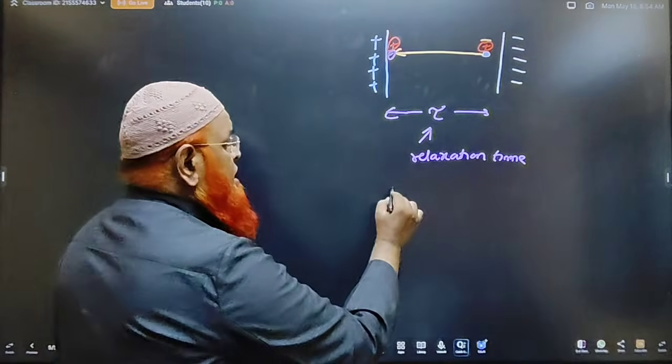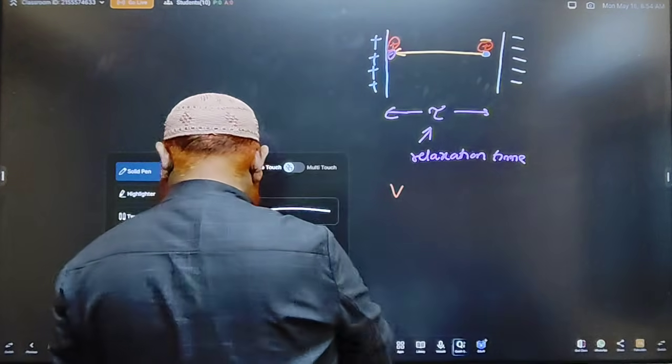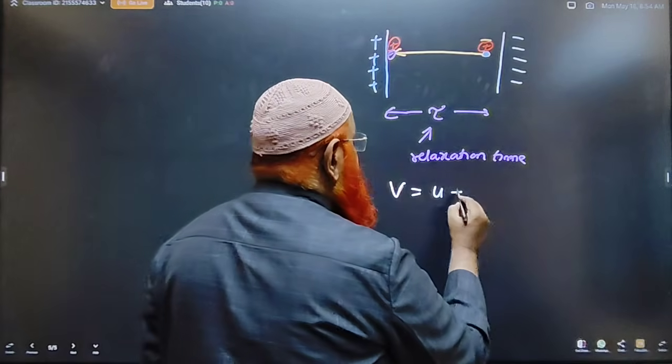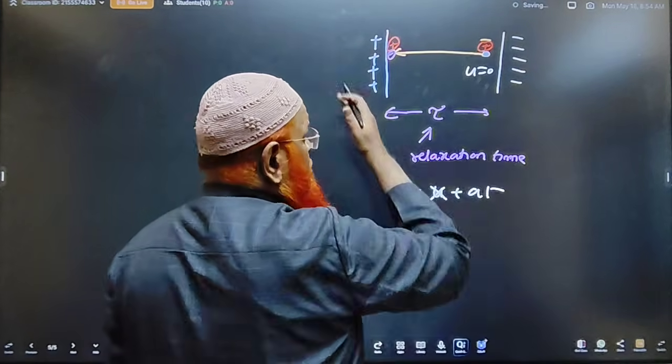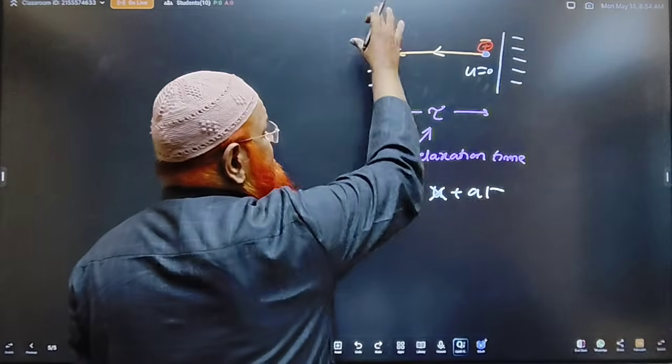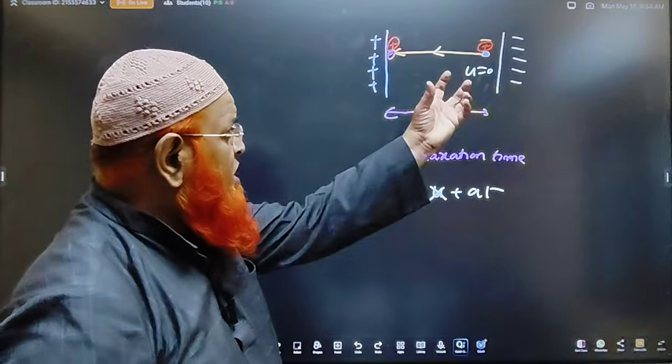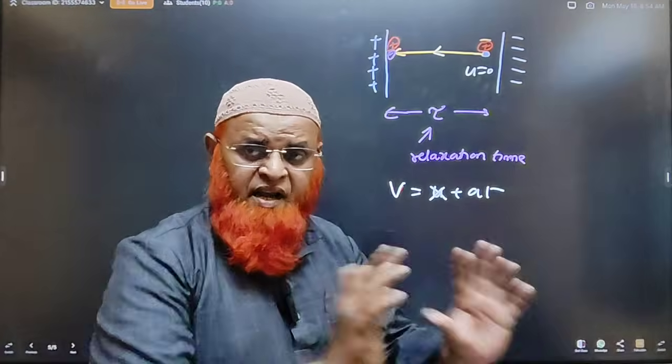So what is the formula here? The formula is V is equal to u plus at. The initial velocity of this electron is 0 between the two collisions, because this electron is attracted towards the positive terminal. It has to collide, but it should not stop. It has to continuously move.